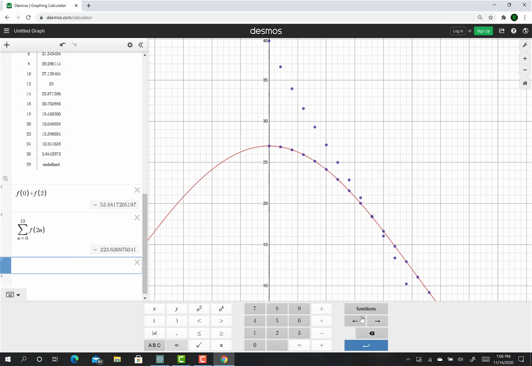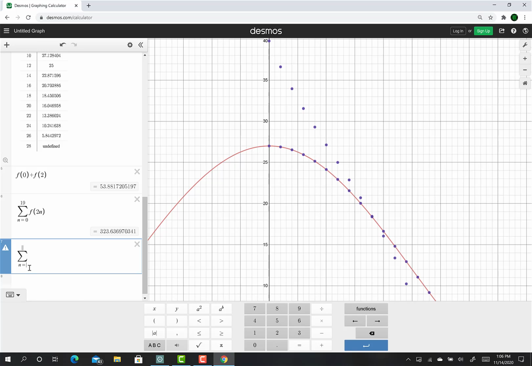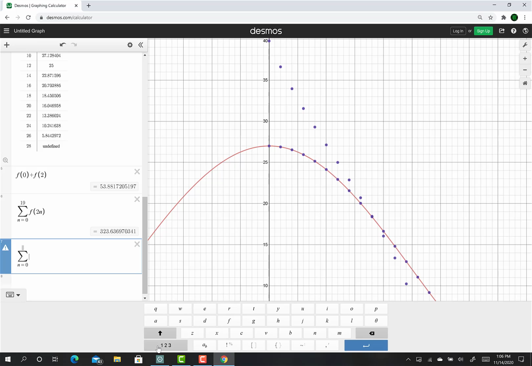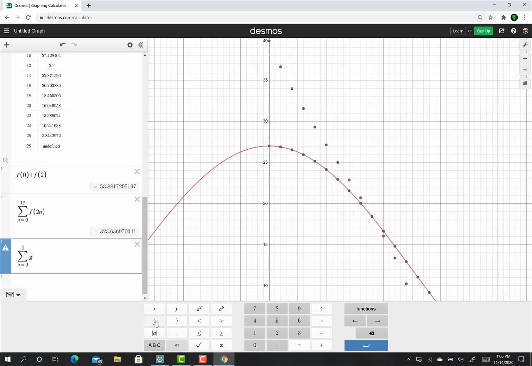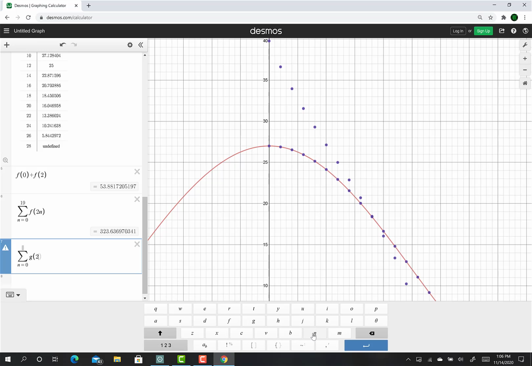I'm going to go to functions. I'm going to go to sigma, or the sigma notation. I'm going to start at 0. And we'll worry about what number we're going to put here in the top. And I'm going to write g of 2n. Why did we write 2n? Because we want g of 0, g of 2, g of 4, g of 6, g of 8. We don't want all the other intermediate ones, guys.